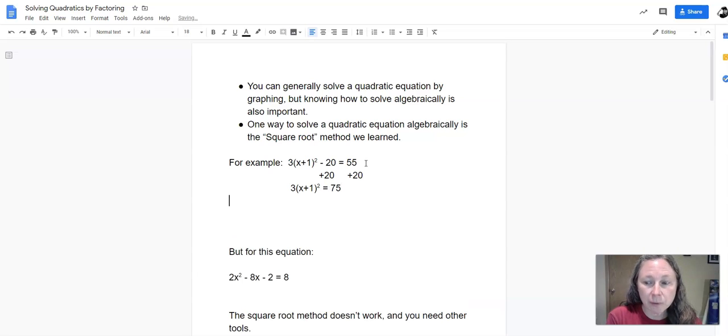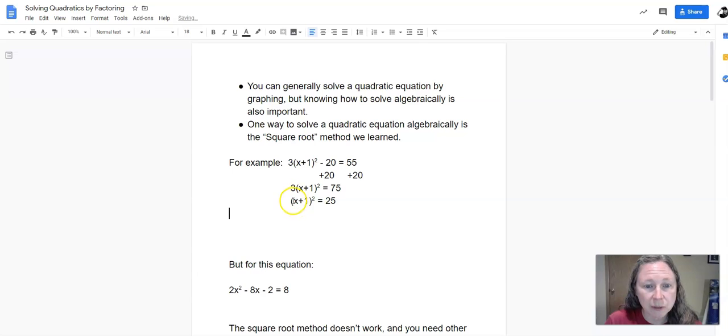So then, of course, we would divide by 3. It's the next step we would undo. And that would give us the quantity x plus 1, squared, equals 75 divided by 3 is 25. So the next operation we do is the square root, because the squared operation is outside of the parentheses. So we'll square root both sides. But when we do that, that's when the equation splits into two parts.